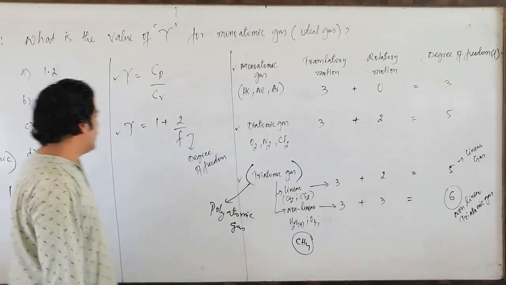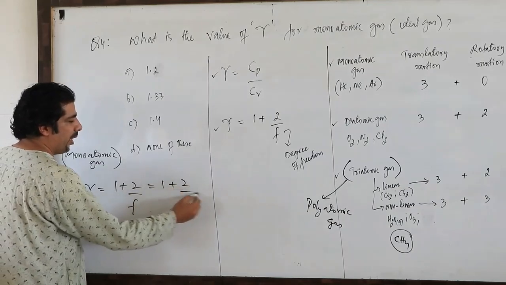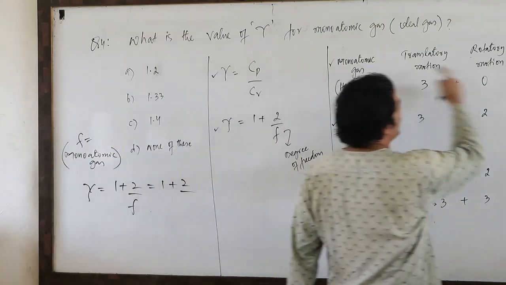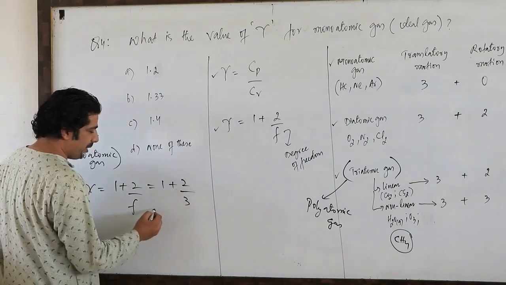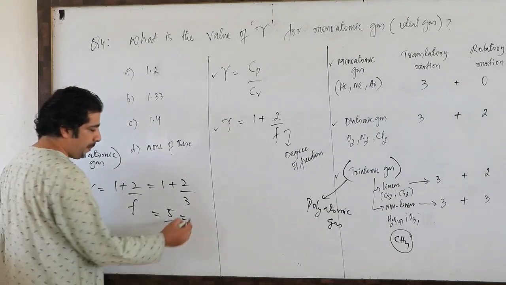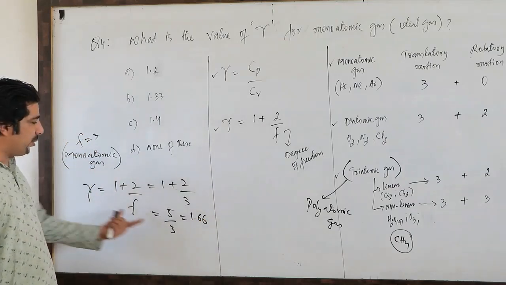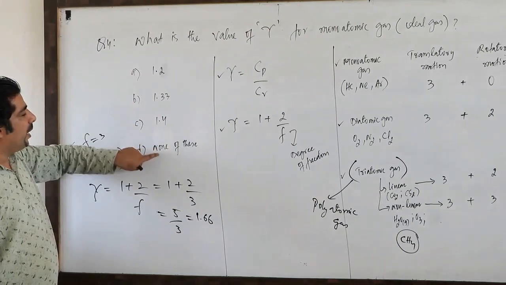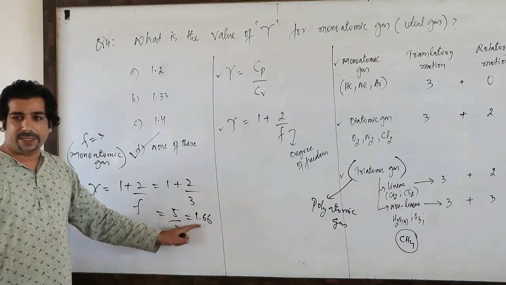Now if you go further and understand here, 1 plus 2 upon F. What is the degree of freedom for monoatomic gas? It is 3. So this F value is 3. Let's put 3 here, it will become 5 upon 3, and 5 upon 3 is basically 1.66. So for the monoatomic gas, the gamma value is 1.66. But if you look here, 1.2, 1.33, 1.4 and none of these. So none of these is the answer, because the gamma value for monoatomic gas is 1.66.